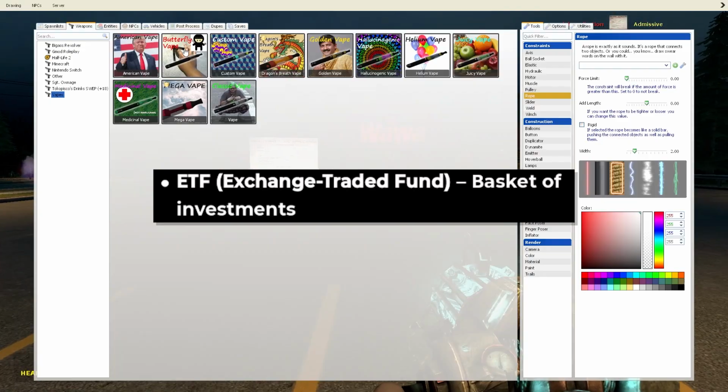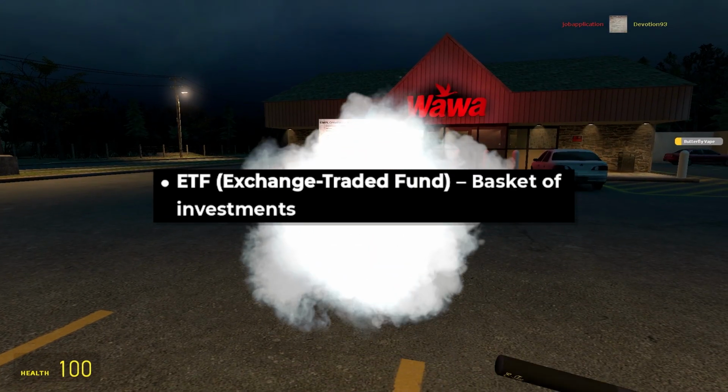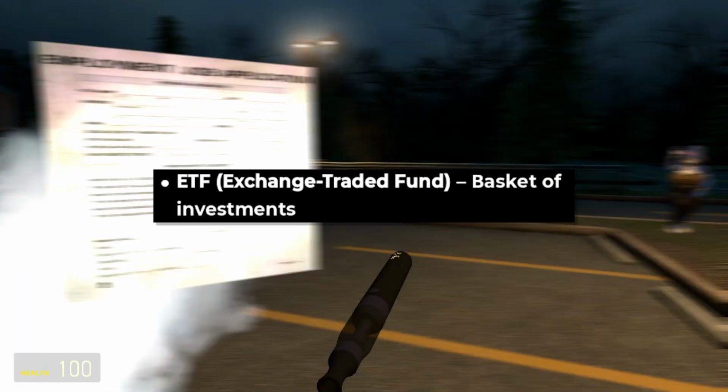ETFs are a basket of investments. Usually on the stock market, an ETF is when you're buying into multiple different stocks. So you're buying into multiple different stocks from one stock. That is what an ETF is.